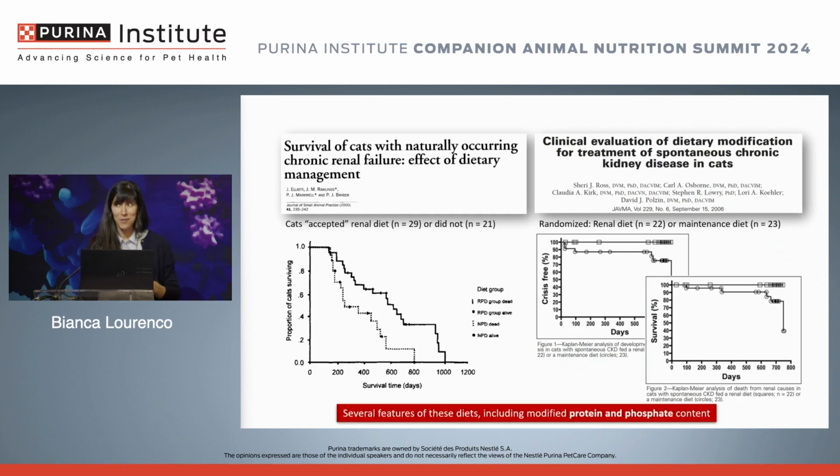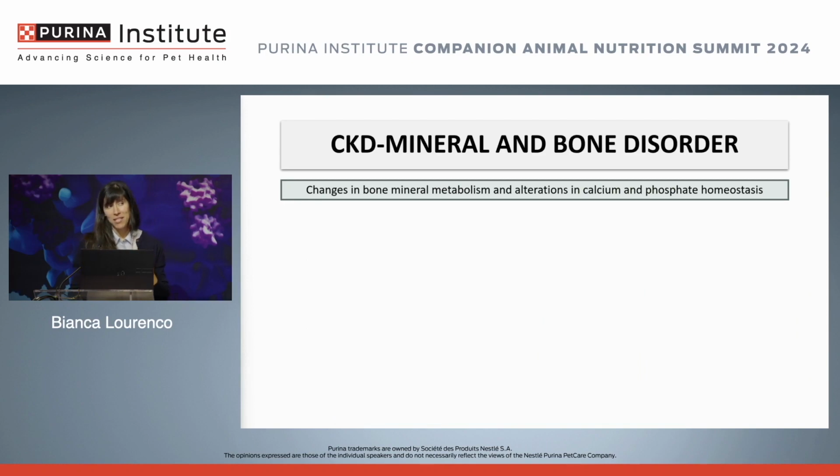Now, of course, there are several features of these diets, and one certainly is the modified protein content. The other one is modified phosphorus content, which is also really important. And this brings me to the next factor for progression, which is chronic kidney disease mineral and bone disorder. This really interesting, newer term describes these collective changes in bone and mineral metabolism and alterations in calcium and phosphate homeostasis that happen with chronic kidney disease.